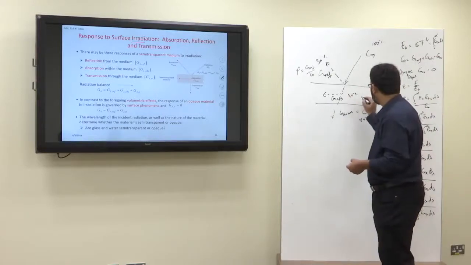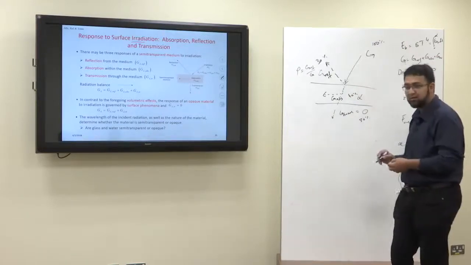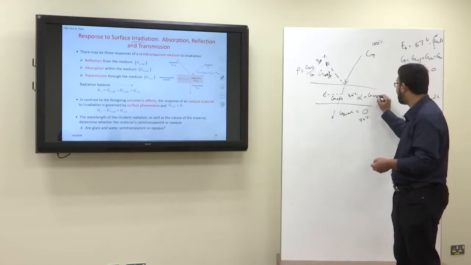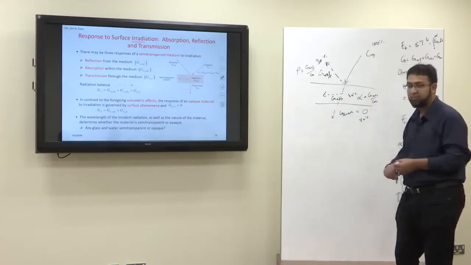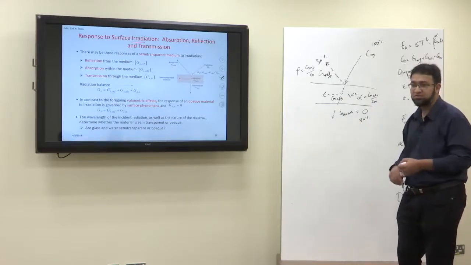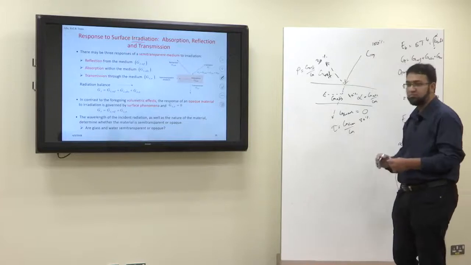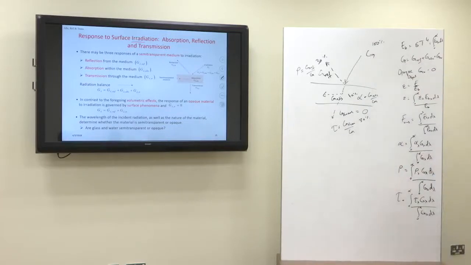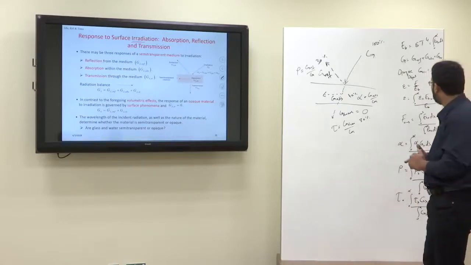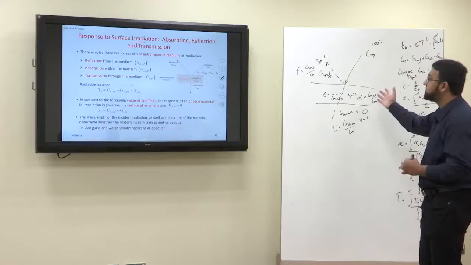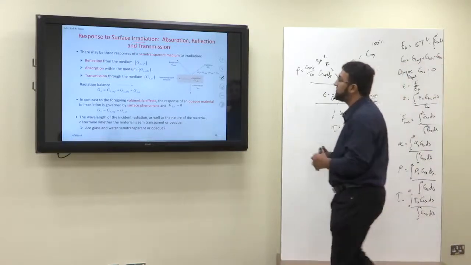Absorptivity we represent as alpha. Alpha is G absorbed over G. Transmissivity we represent as tau. Tau is G transmitted over G. Is it clear? So we represent them as ratios, as percentages. That's the response of a surface to irradiation.